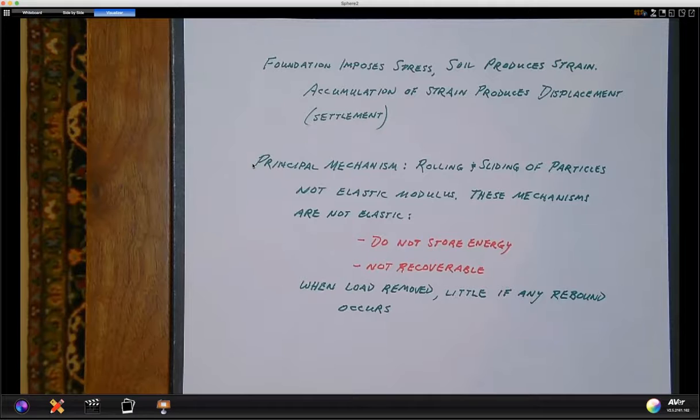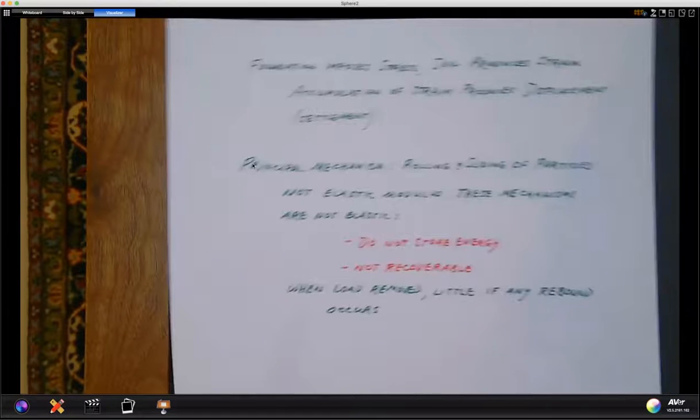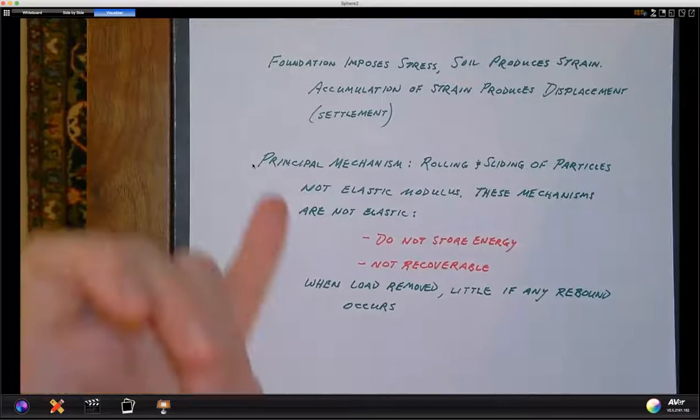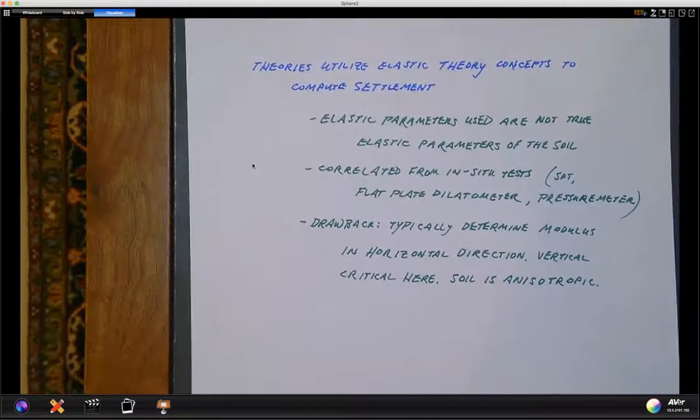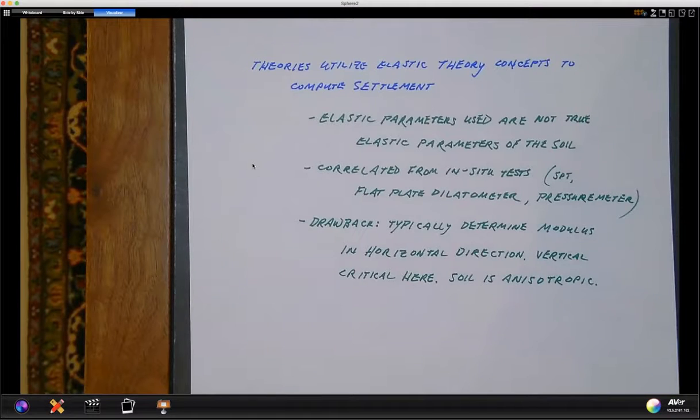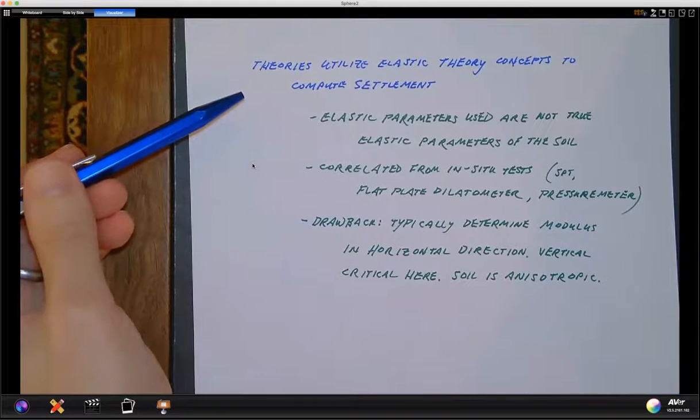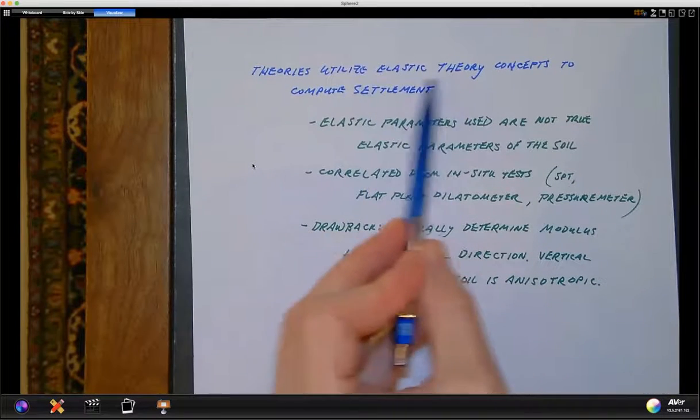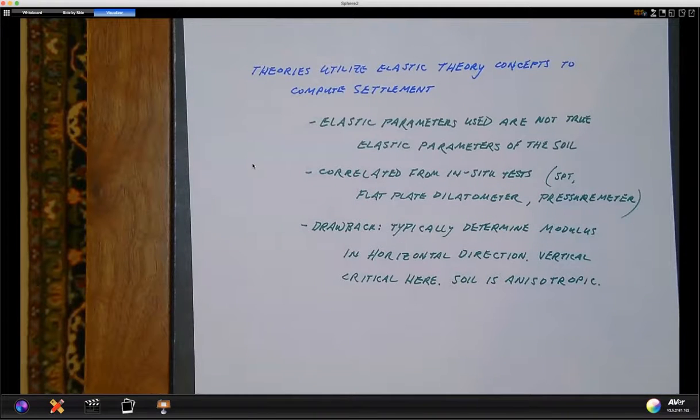And we're going to simplify or complicate matters depending on your perspective on this. We're going to modify expectations from what is actually occurring to how we calculate this with different assumptions. We're actually going to utilize elastic theory for settlement calculations. And that is simply to keep things manageable.